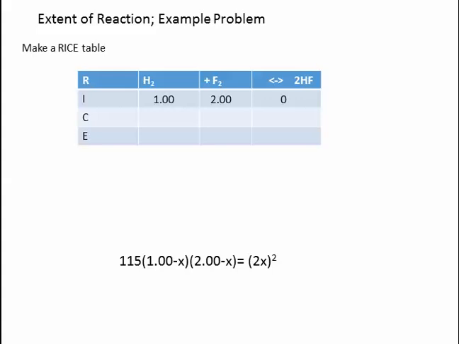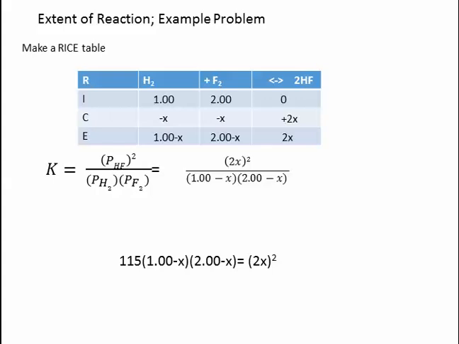So then the change for hydrogen fluoride, it's going to be 2x, because x is the amount of hydrogen and fluorine that reacts, and since hydrogen fluoride has a coefficient of 2, its change is going to be plus 2x. Fluorine is going to be minus x, and hydrogen is going to be minus x. So at equilibrium, we will have 1 minus x for hydrogen, 2 minus x for fluorine, and 2x for hydrogen fluoride.